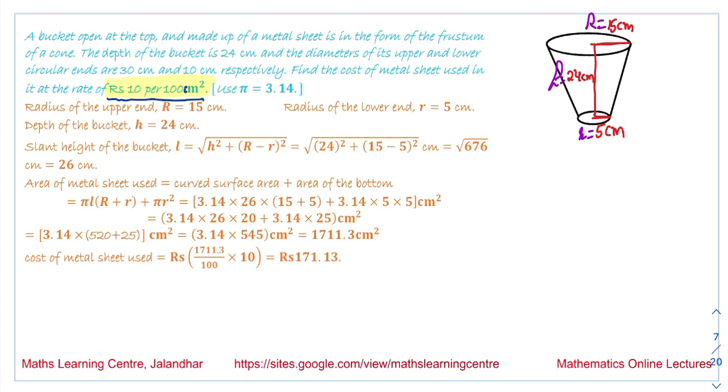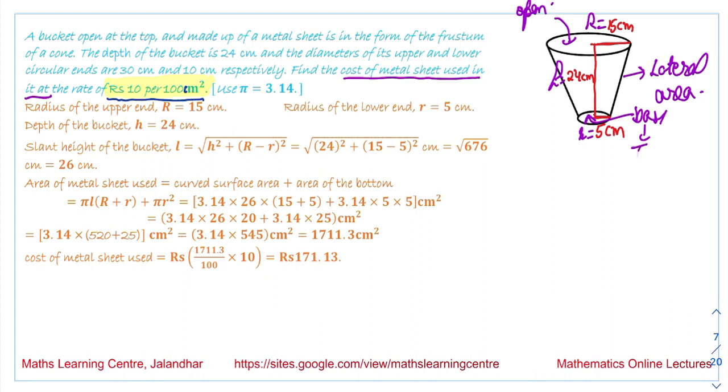So we have to find the cost of metal sheet used in it at this rate. We are saying it is open from this side. So what we have to calculate? We have to calculate the lateral area, and we have to calculate the area of this base. The area of this base is given by pi r square.